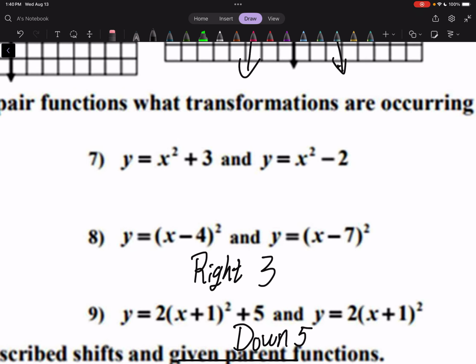Between x squared plus 3 and x squared minus 2. So between positive 3 and negative 2, it is going down. This is 5 units. The reason it's 5 is because if I take plus 3 down to negative 2, I have to go from 3 to 0, which is 3, and then down 2, which is 5 total.